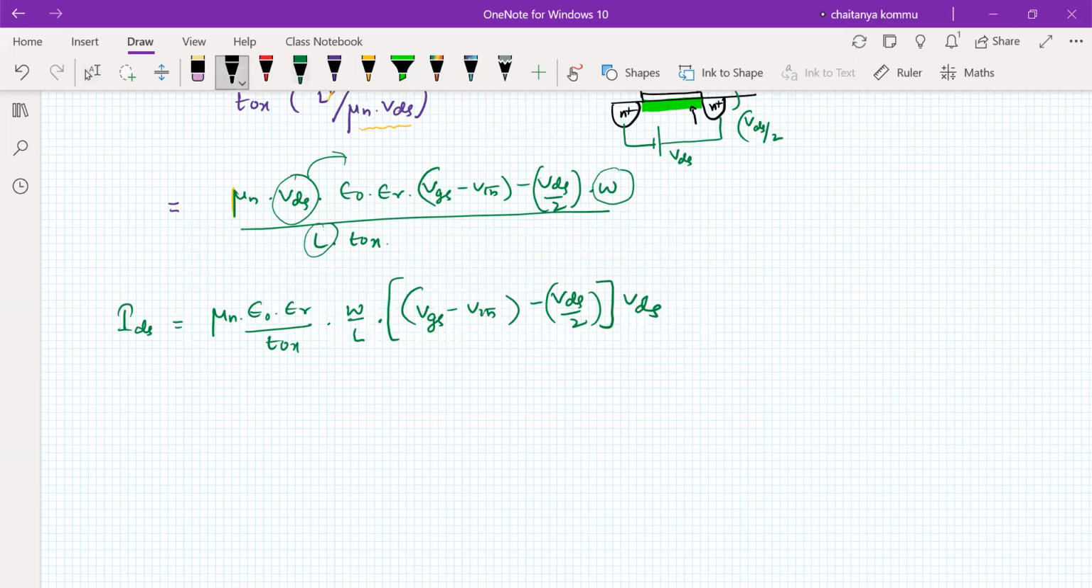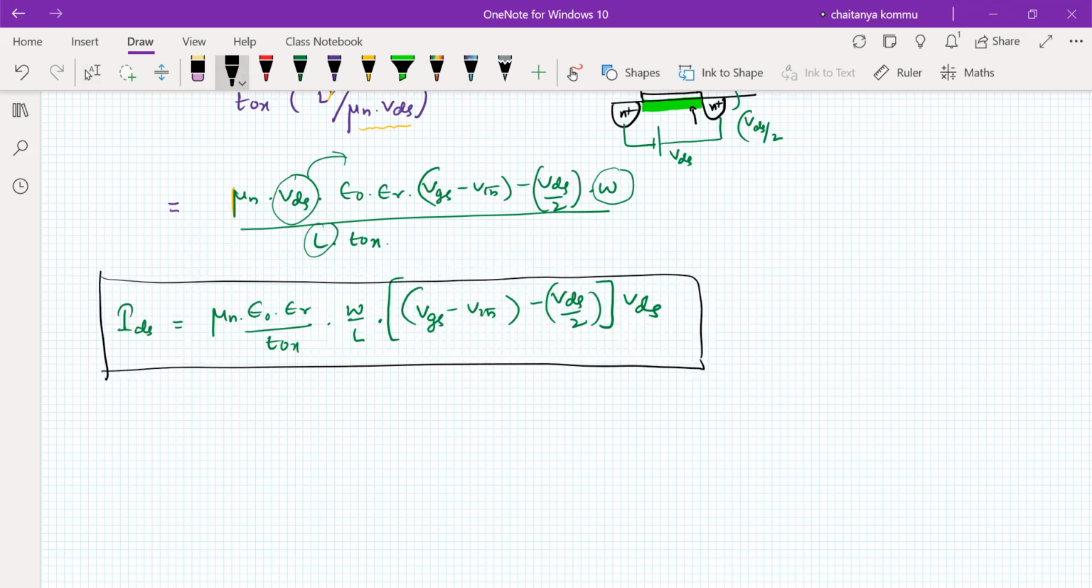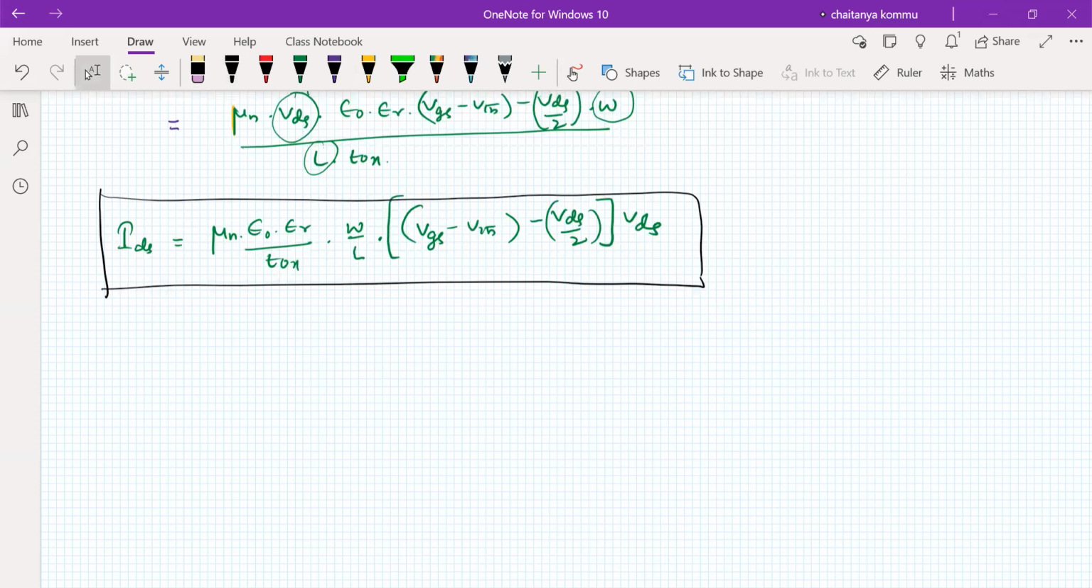This is a very important equation for us. This is how we have calculated the current equation. This much current will flow within the NMOS transistor. Let us rearrange this in a more meaningful structure. Generally, there are alternative ways to write the IDS value.